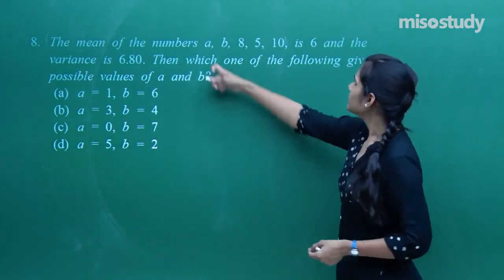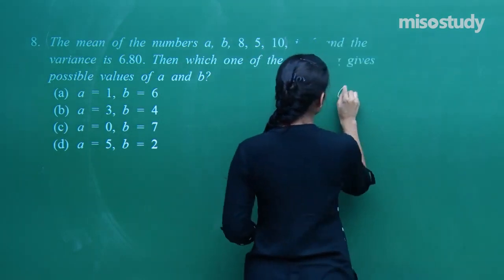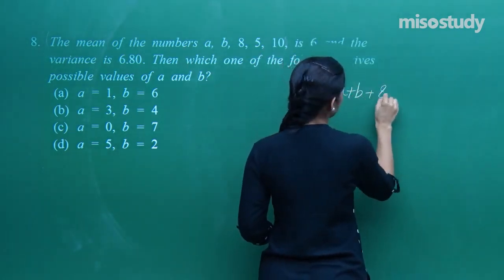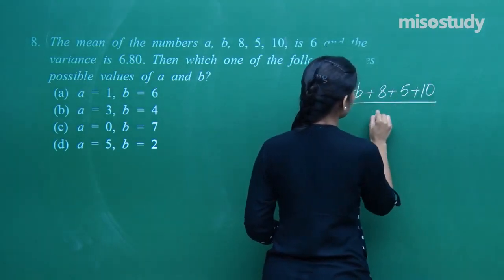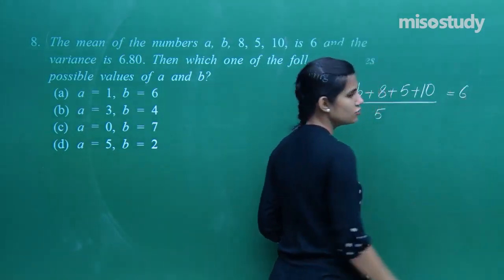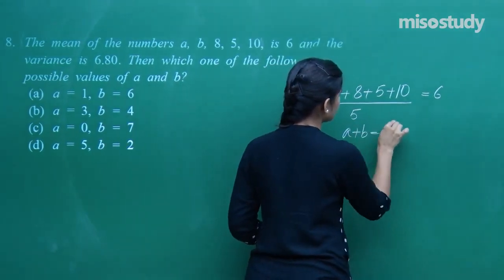If the mean of these 5 observations is 6, that means (a plus b plus 8 plus 5 plus 10) whole upon 5 is given to you as 6. You solve this out, you get a plus b is 7.